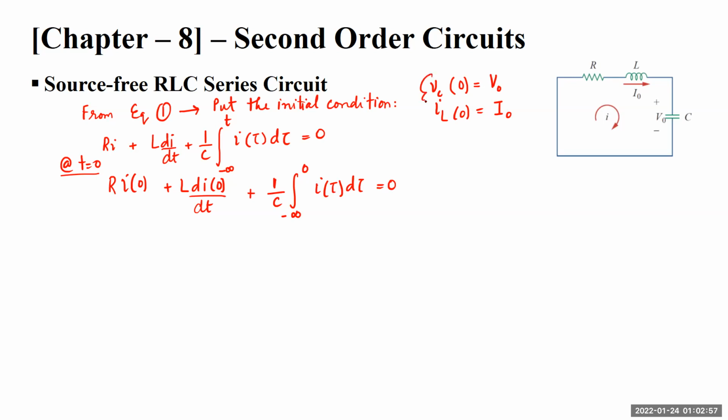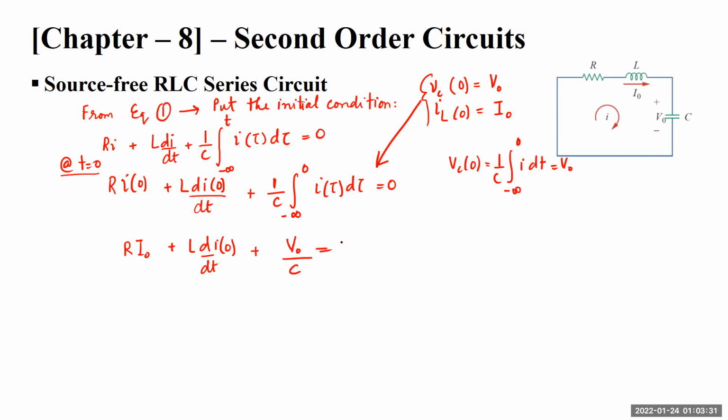Now using these values, remember VC 0 negative was 1 by C integral from minus infinity to 0 of I dt equals V naught. So this is the same thing. What we get over here is R times I naught plus L di 0 by dt, which is another initial condition that we are unaware of, plus V naught divided by C equals 0.